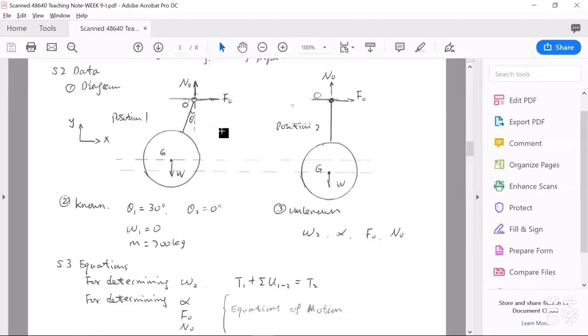So here I have this free body diagram when this pipe is in its initial position, position 1, and a free body diagram when this pipe is at its final position, position 2. I have this coordinate system x, y, and the first step is to determine omega 2, and we use the work and energy method.